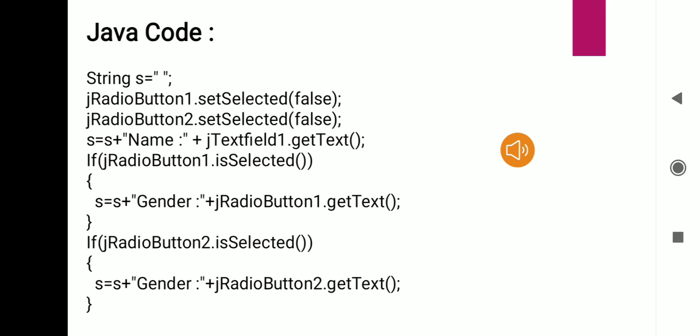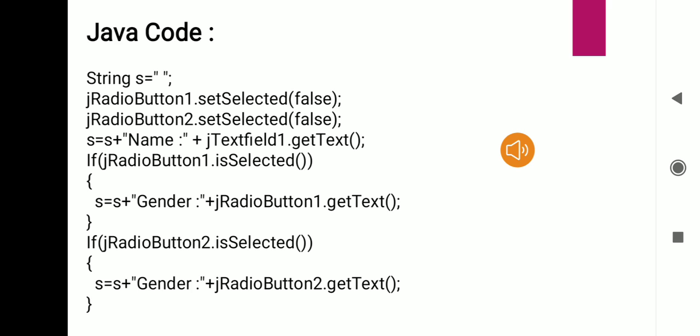Then in the next two lines, we have set the radio buttons to be initially deselected or unselected. That is done through the statements JRadioButton1.setSelected(false), which deselects the radio button male, and then JRadioButton2.setSelected(false), which deselects the radio button female. So initially both of these radio buttons remain unselected.